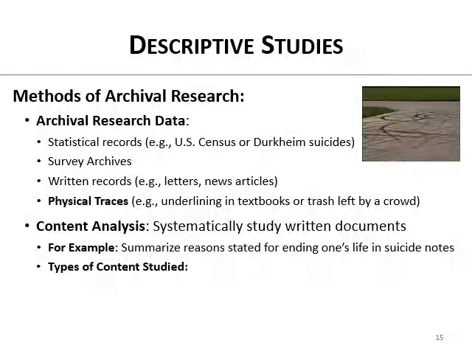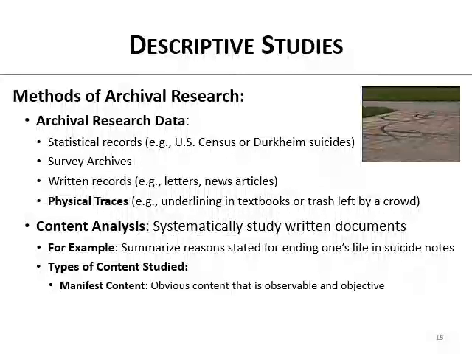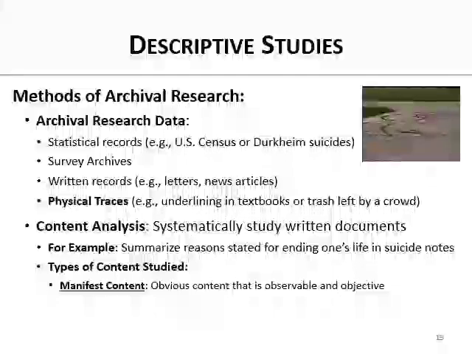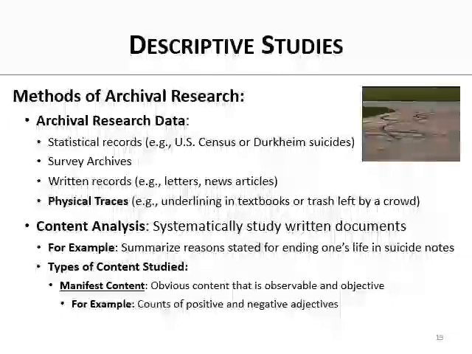So when you do content analysis, there are two types of content that you're looking for. One is manifest content, which is the obvious, what the words say on the surface. We call that manifest content. So you might, for example, count the number of positive and negative adjectives that folks use to describe their life situation in these suicide notes. And that would be just counting what's literally on the surface, and that's manifest content.